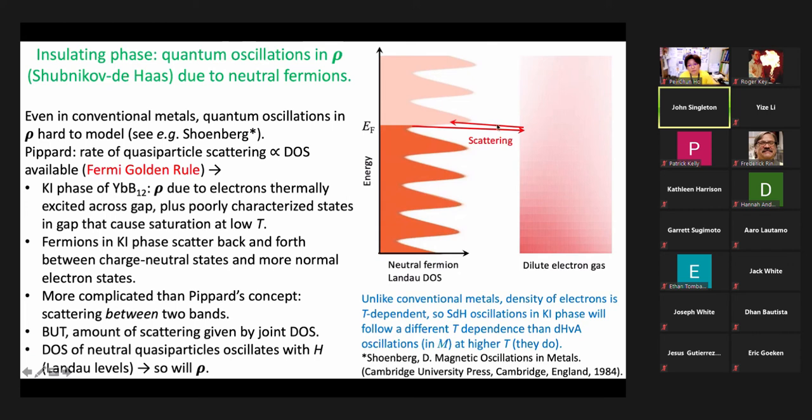So what's happening is you're getting scattering between the neutral fermions, which have Landau levels, and these dilute electron gases. So the scattering will get big when the Landau level density of states is large. It will get small when it's like this. So the amount of scattering will oscillate, and you will get an oscillation in the resistance. The resistance is being solely provided by the dilute electron gas, but its scattering is being modified by the density of states of the neutral fermions.